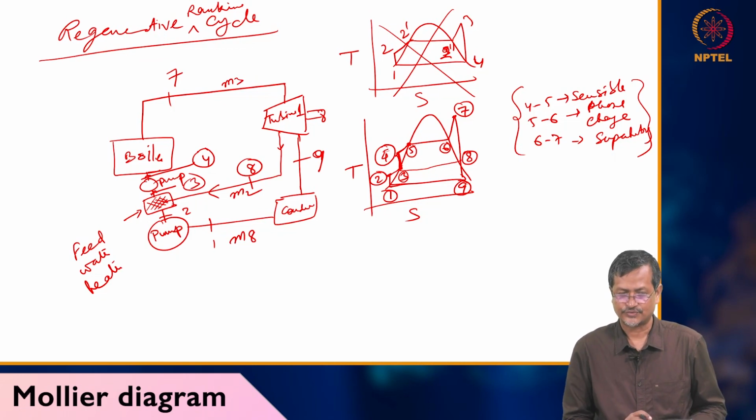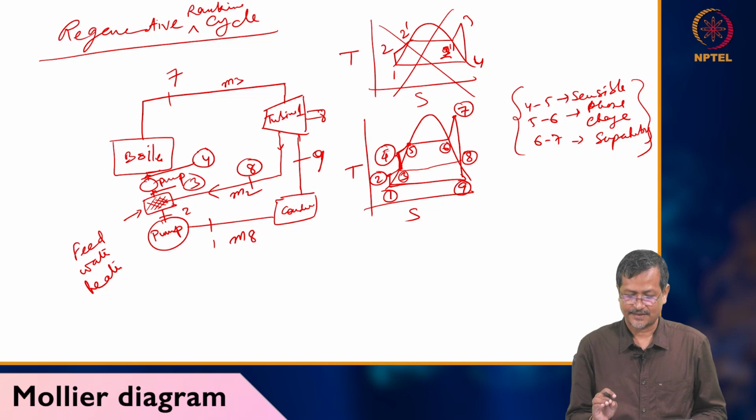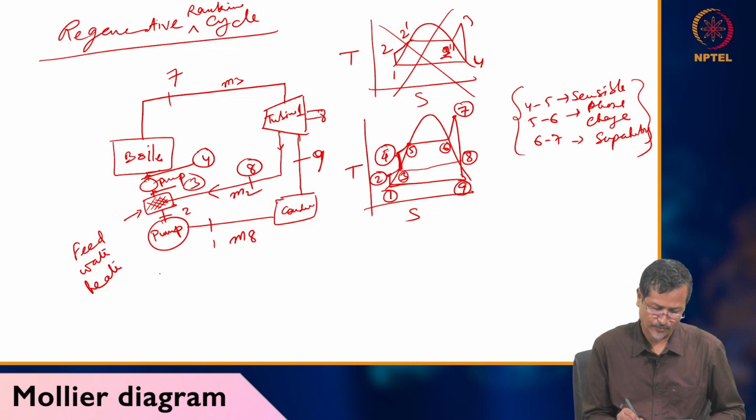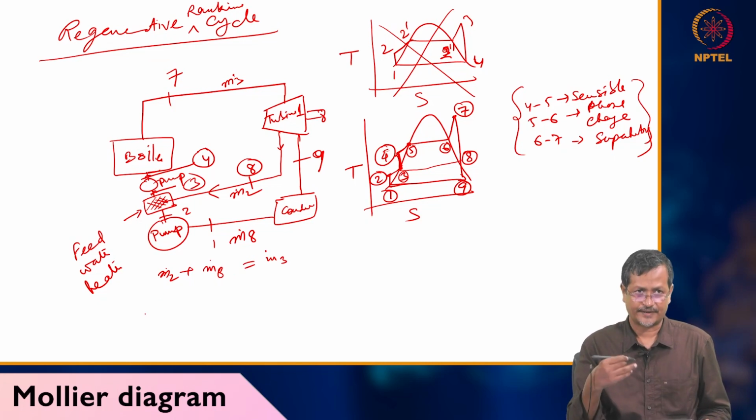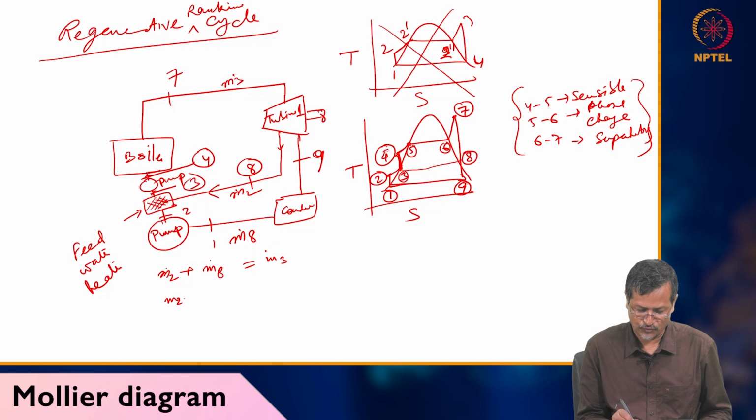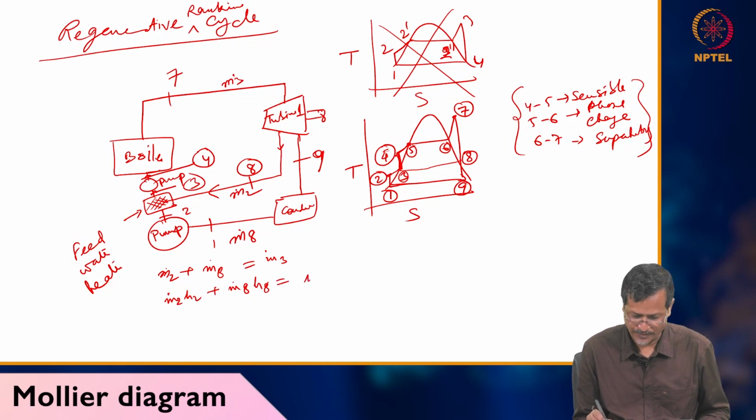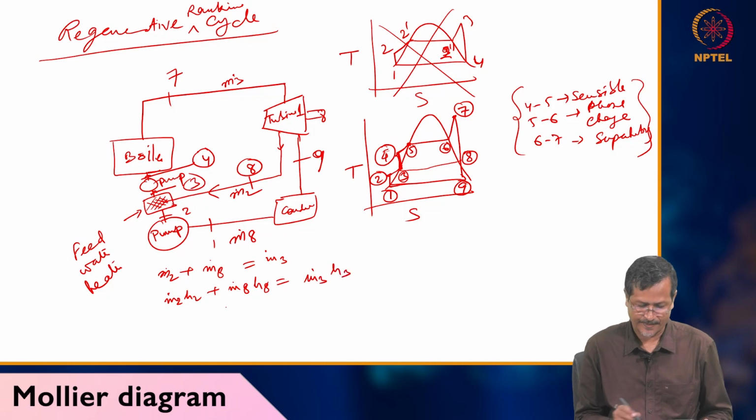Now let's assume M3 mass is going from boiler to turbine 1. Now turbine 1 bleeding M2 mass, so remaining mass M8 is going to condenser, okay. So that means my formula is like this, M2 dot, I can say flow rate, M2 plus M8 dot equals M3 dot. So if I write in terms of enthalpy, I will write like this, M2 H2 dot plus M8 H8 dot equals to M3 dot H3, okay.